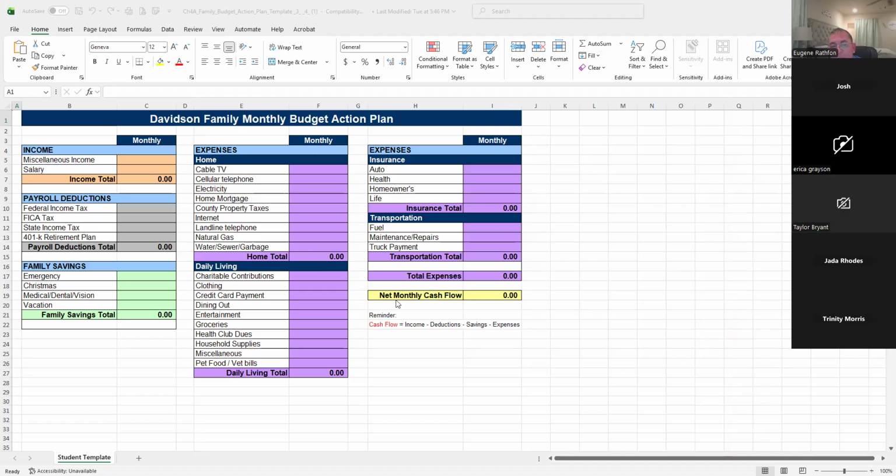And what we want down on the bottom right, the net monthly cash flow, we want that to be positive. So if it's positive, it'll be showing in black. If it's negative, it'll be red right there, red numbers, okay? So we're going to fill out their income and everything, and I'll show you what we're going to go by on that.